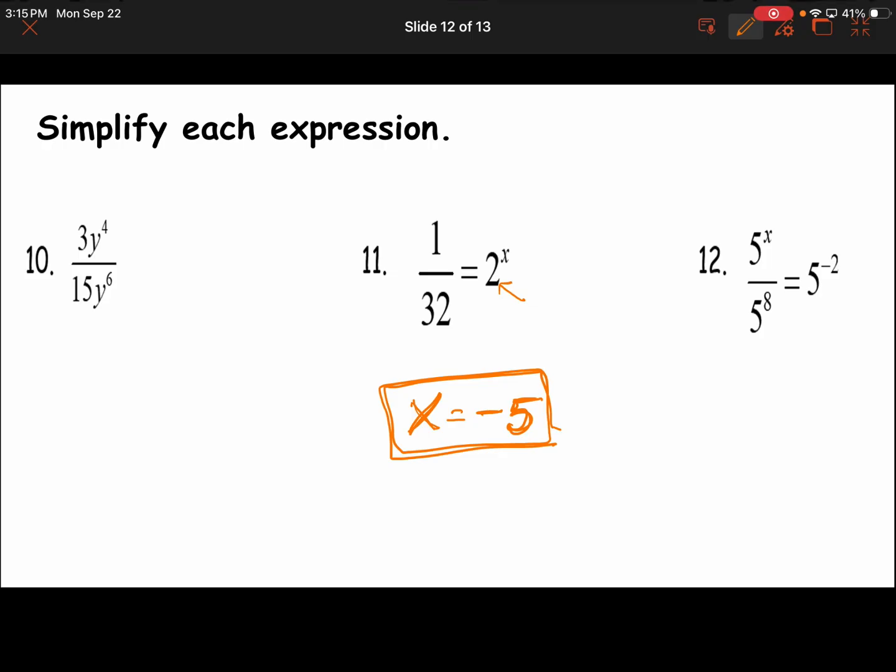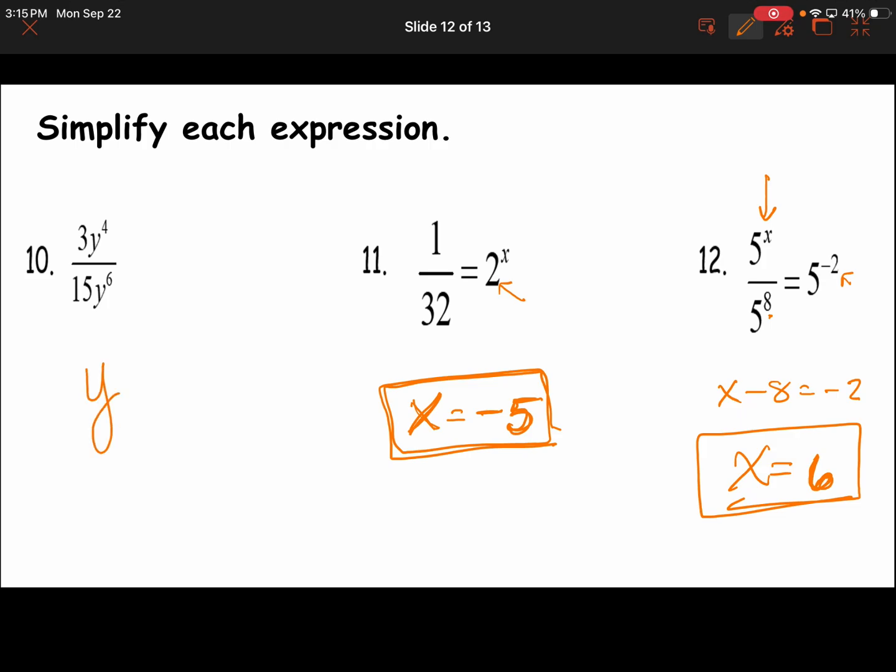How about 12? What does x have to be here so that when I take 8 away, I get negative 2? Right? You can make a little equation here. X minus 8 equals negative 2, and then you would add 8 to both sides, and x would have to equal 6. All right. Do you think you got 10 figured out? Most people agree that the y would be to the negative 2. Have I convinced you of that? And if you think about what it means, it would have been 4 y's in the numerator, 6 y's in the denominator, and I would cancel.